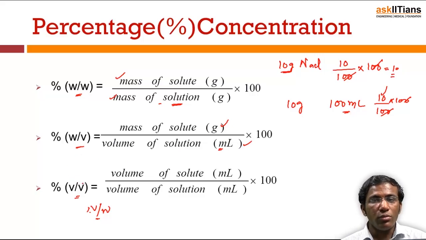So let's come to volume by volume, which you can easily guess. Volume by volume is what? It is the volume of the solute by the volume of the solution. So the volume of the solute in ml divided by the volume of the solution, into 100.